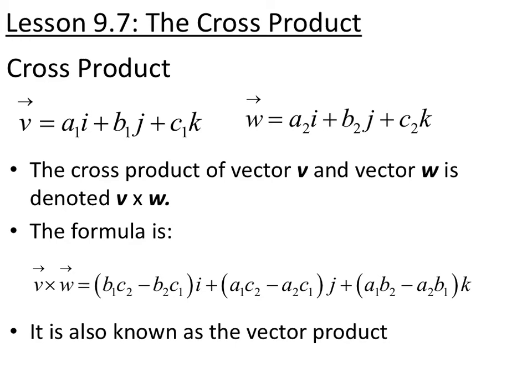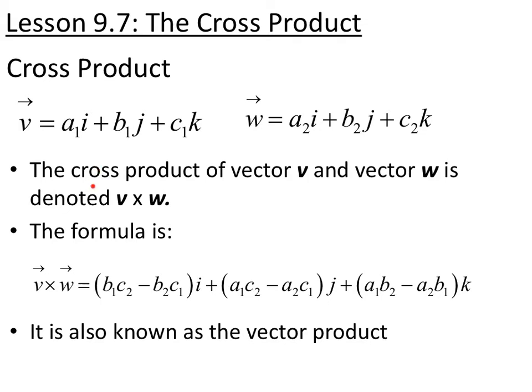Section 9.7 is the cross product. So if you have two vectors here in 3 dimensions, then we can take the cross product between them, which we denote with the x in the middle, as opposed to the dot product, which has the dot in the middle. So unlike scalar multiplication, where the cross and the dot mean the same thing, for vectors, the dot and the cross mean two different things.